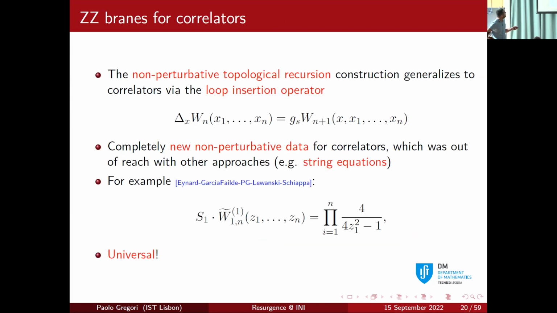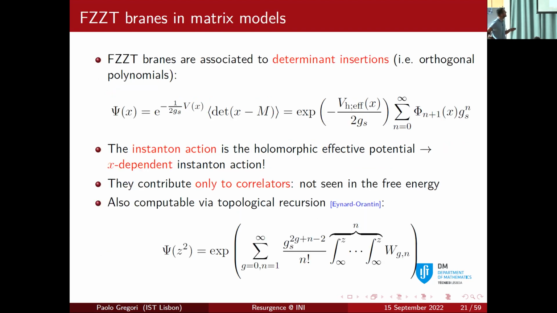Then, so far I showed you ZZ branes, that is eigenvalue tunneling in matrix models. But there is another non-perturbative effect, which might be a bit less intuitive to visualize in matrix models, and that you have not seen in Max's talk because it does not appear in free energies, but it appears only in correlators, which are so-called FZZT branes. And a way of picturing them is by picturing them as insertions of the determinant operator, so determinant of x minus M, or if you want, orthogonal polynomials.